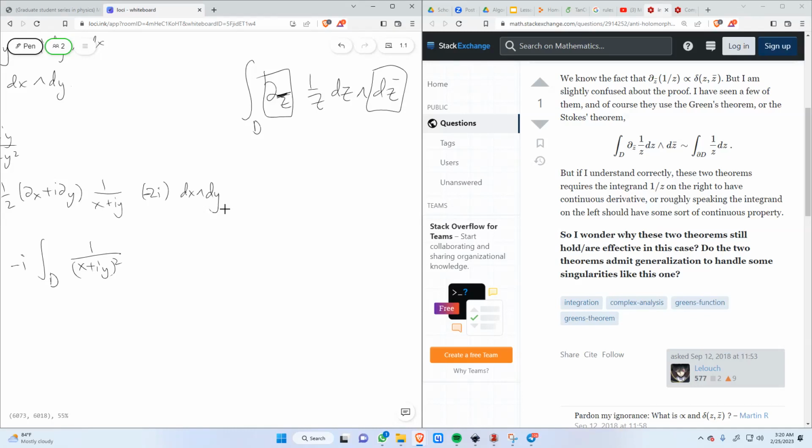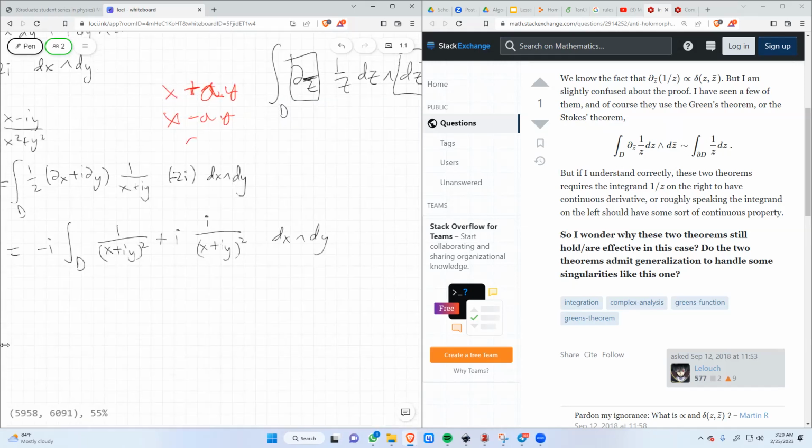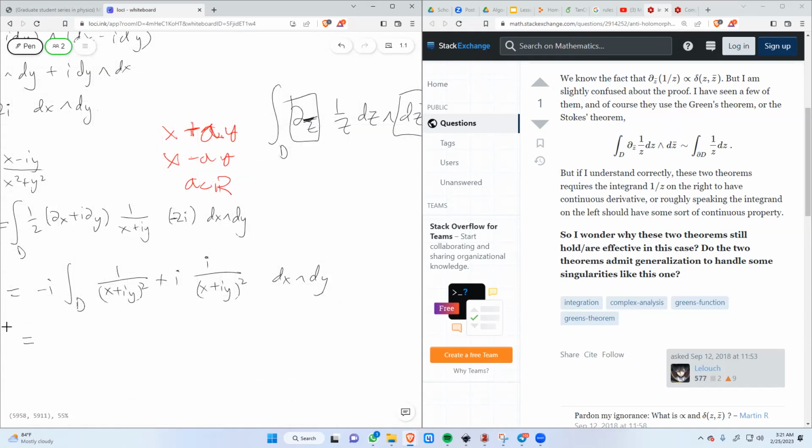So imagine that you have x plus a y. I really should change my pen. This is insane. So if you have x plus a y and x minus a y for a real, then it's just another coordinate. Yeah, this is totally okay, right? These are two okay coordinates.